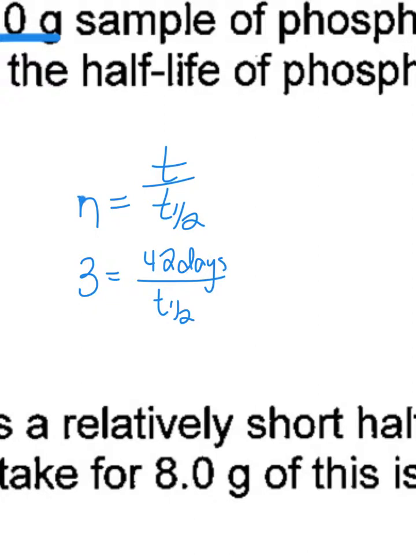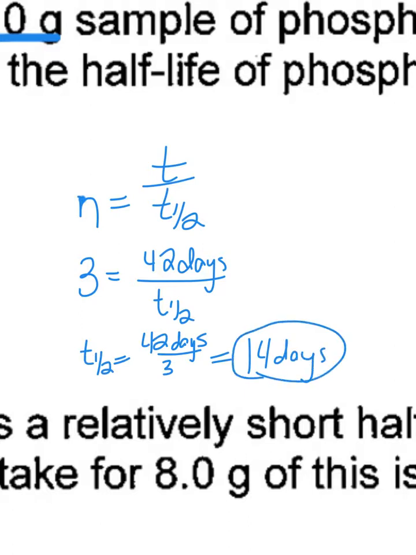If I rearrange this, it's the same as doing t 1/2 equals 42 days divided by 3, which makes sense. Essentially, I know I have elapsed through 3 half-lives within 42 days. How much would each half-life have to be? Each half-life would have to be 14 days. And I can find the half-life in this way.